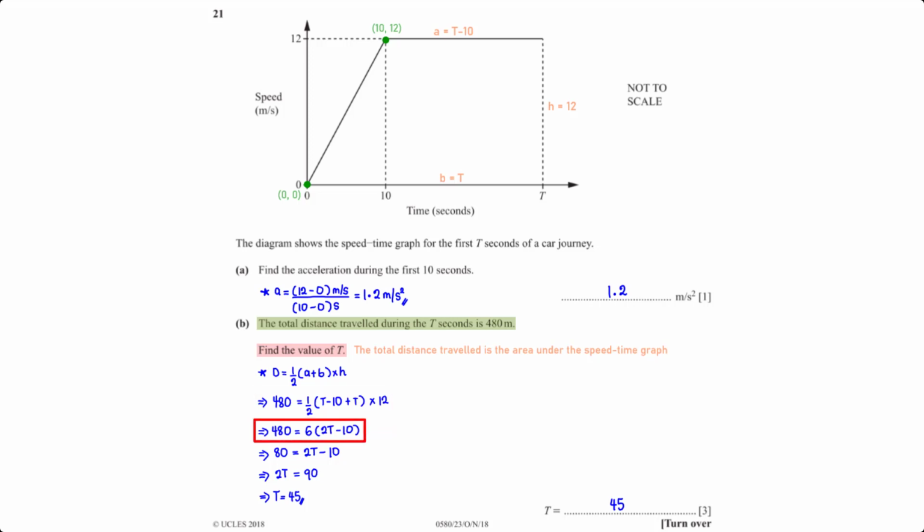Half times 12 is 6. T plus t is 2t. When we divide both sides by 6, this is what we have. When we add 10 to both sides, we get 2t equals 90. And when we divide both sides by 2, we get t equals 45.